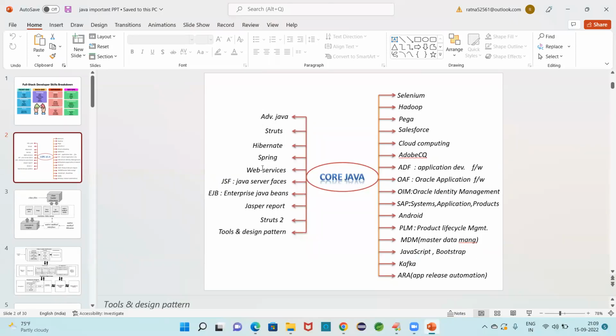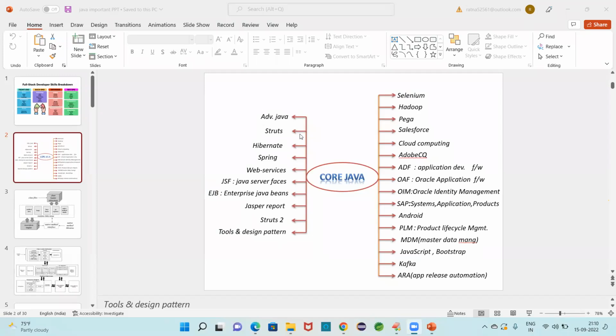Even advanced Java, Spring, Hibernate, web services, these are all Java related. So these also depend on core Java, right? Yes or no? So we understood that core Java is the central point for all these technologies, right? Exactly, that's why you should be good at core Java. Once you're good at core Java, that resource can be used in any language, right?